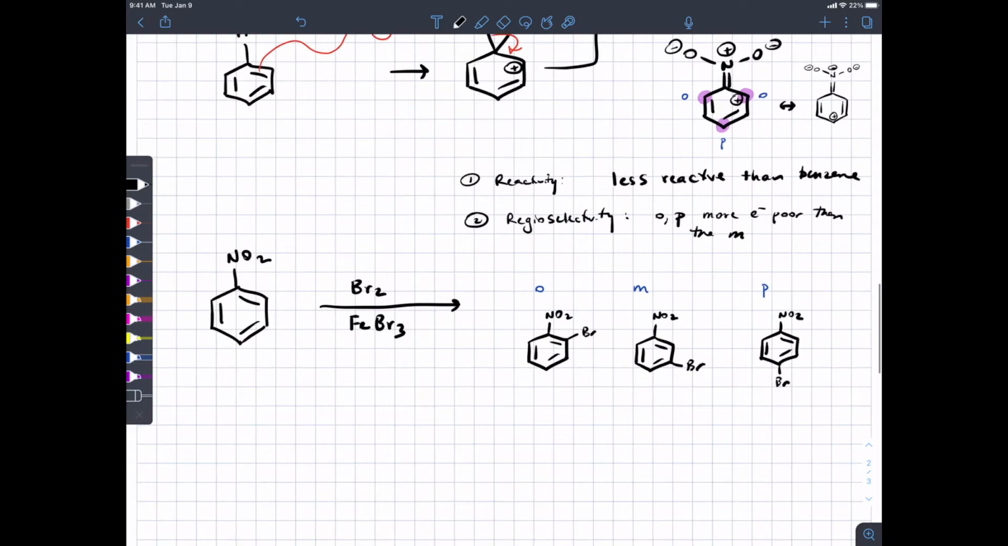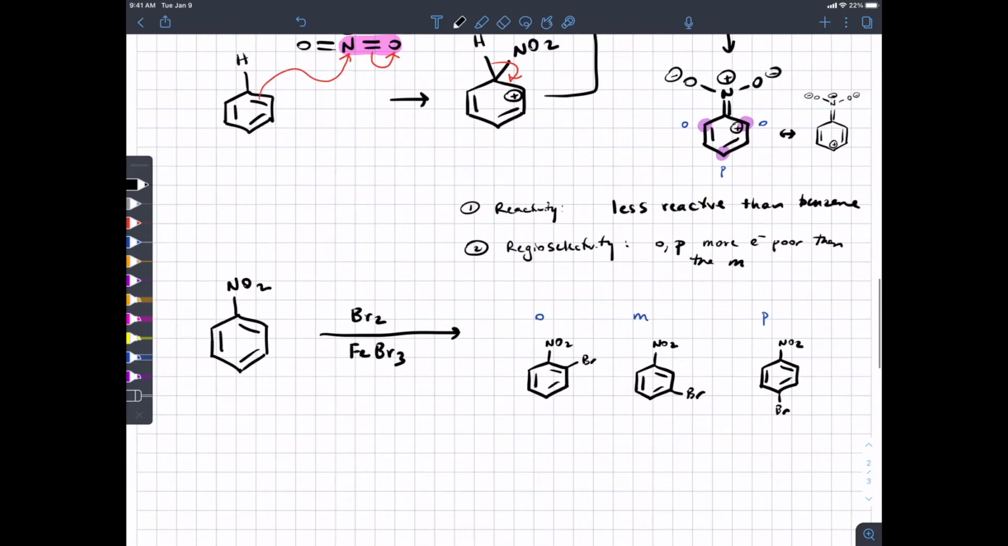All right, so which of these do you expect to be the major product? And for that, go back to this resonance structure and the reminder of which carbons are electron poor. Okay, so what do you think? I was thinking that maybe the meta one would be the major product, just because if there's a positive charge on all the other carbons, it will be less likely to act as a nucleophile.